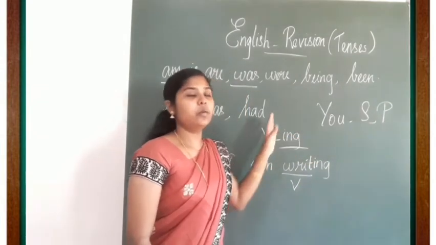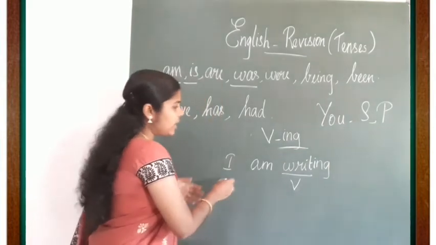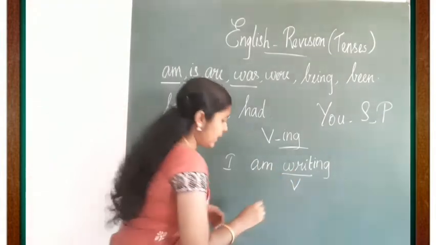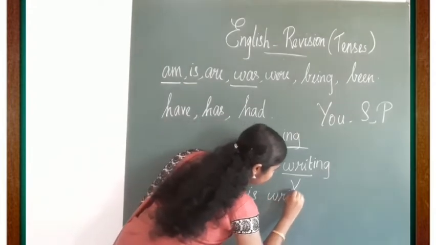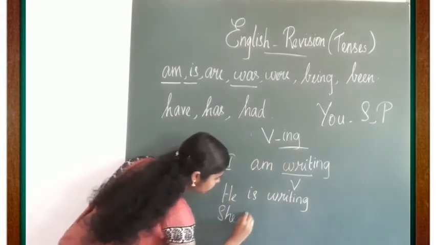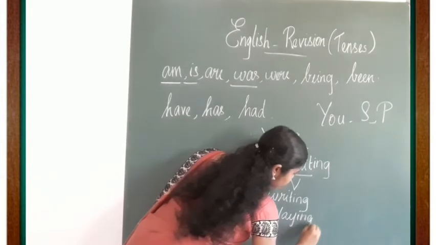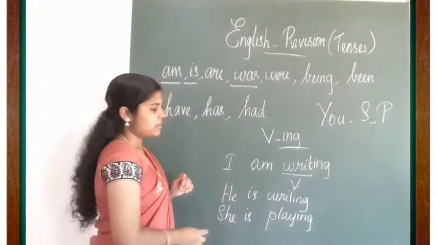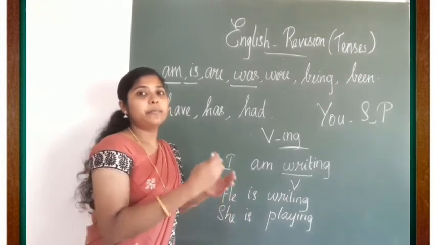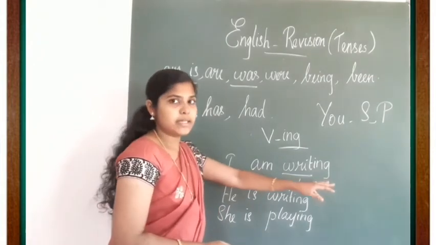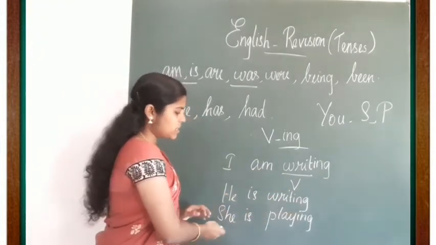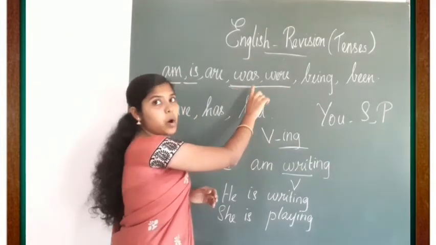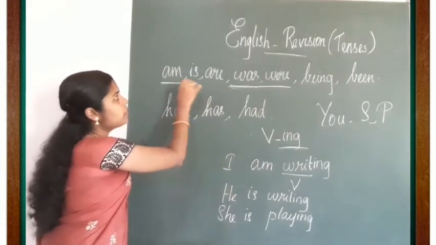You are writing. You were writing. Okay. So here I am writing. You are writing. We are writing. They are writing. He is writing. She is playing. Okay. So these are the be forms of the verbs we have to use for continuous tense. This is for present continuous. How can we write it in the past form? I was writing. He was writing. She was playing. Okay. So for past tense, past continuous, we have to use was or were. For present, we have to use am, is, are.